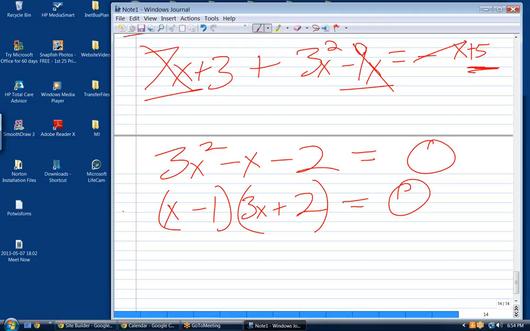So now how do I solve it once I get it to here? Distribute? No, we just undistributed. In other words, that's what we were doing when we factored that, was breaking it into two things multiplied by one another. If I've got this multiplied by this is equal to 0, what does it say about either one of these?